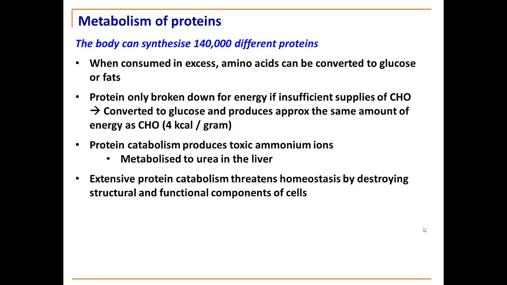But of course, extensive protein catabolism, so if you break down too much protein, if you starve for too long, you're breaking down your muscle, you're breaking down your other cell products, so the proteins in other cells as well, it threatens homeostasis because it basically starts to destroy the structural and functional components of cells, because that's what cells are made of. Structurally, yes, they have a lipid membrane, but there are proteins in that membrane doing essential jobs. They have functional roles, just like they do in the cytoplasm. If you're running out of ATP, if you're running out of carbohydrate, you have to make more carbohydrate, and you make it from amino acids. So to do that, you need to break down your proteins.